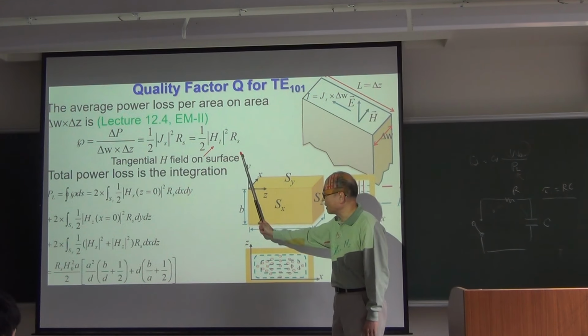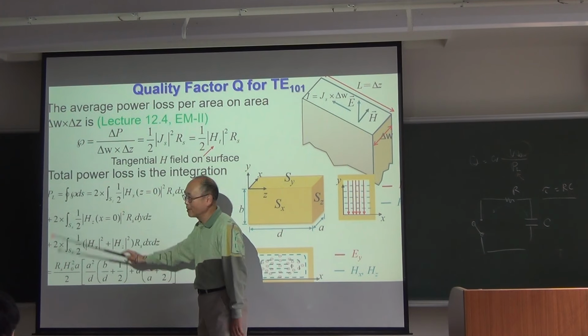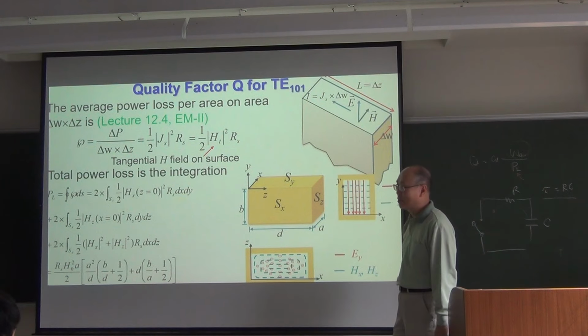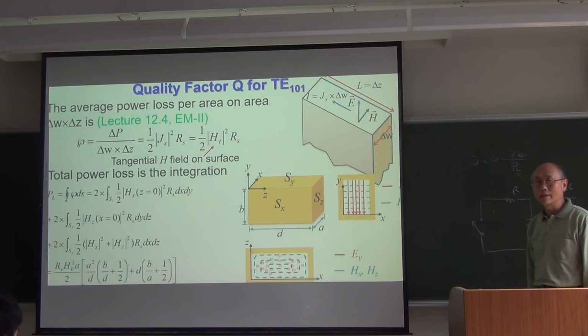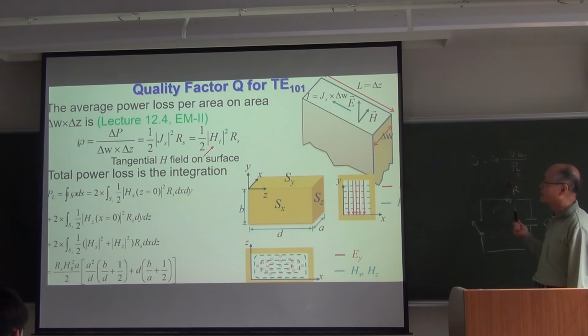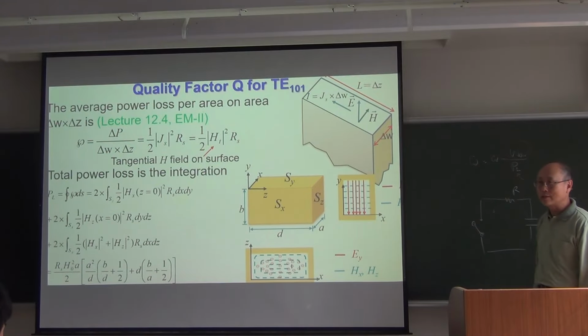So once you do the calculation, then you figure out the surface ohmic loss on the surface. Then you are ready to calculate the cavity Q based on this equation. So this is sort of a step that I guide you through to do the calculation for cavity Q.